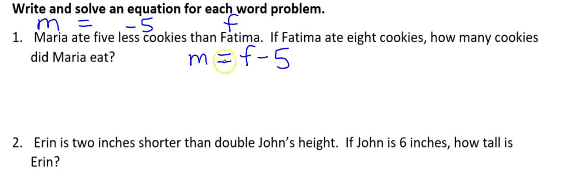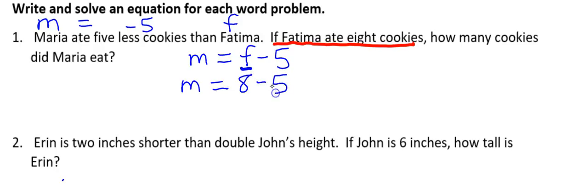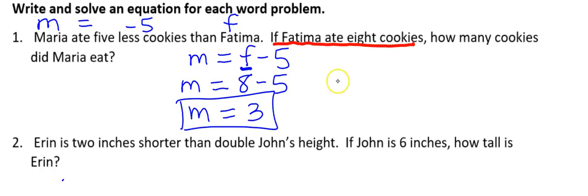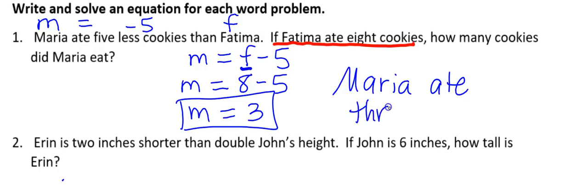And with just two variables, if I don't know the value for either one, I can't solve it. But if you notice, the next part of the problem tells us Fatima ate 8 cookies. So she ate 8 cookies. So I'm going to substitute F with 8. So watch me. So I'm going to put in M equals Fatima ate 8 cookies minus 5. And so now I just solve 8 minus 5. So Maria ate 3 cookies. So M equals 3. So Maria ate 3 cookies.